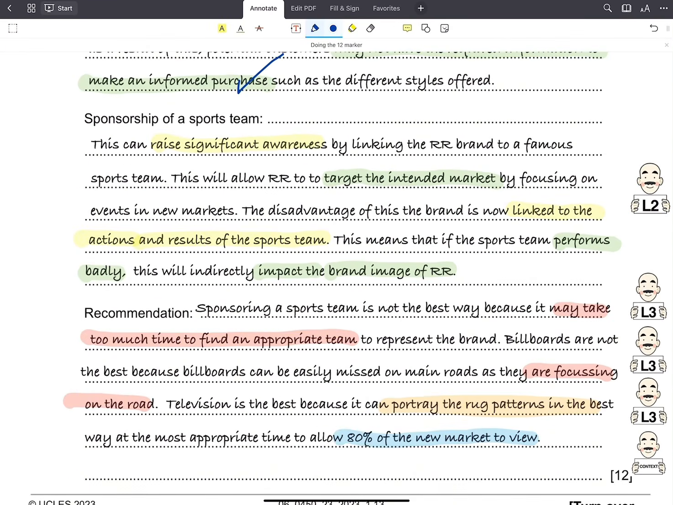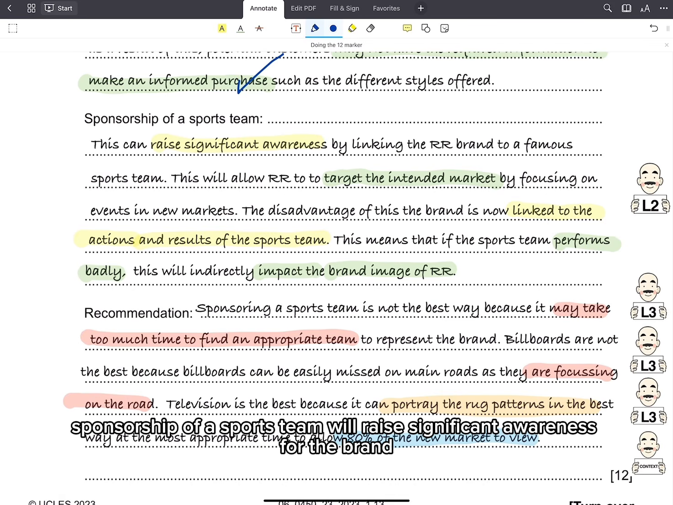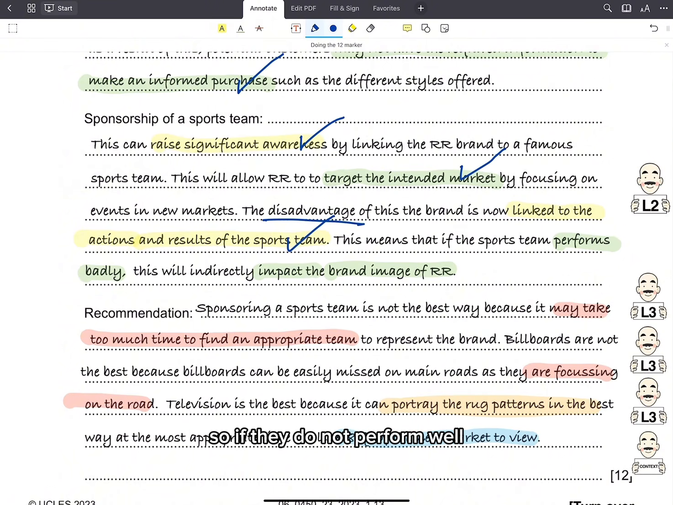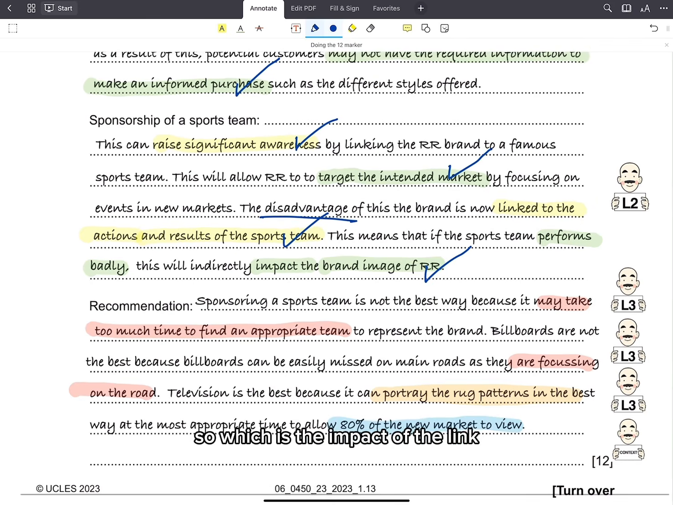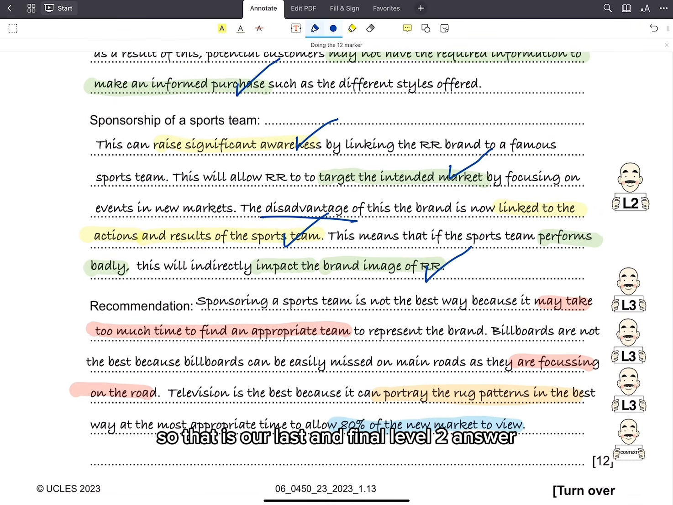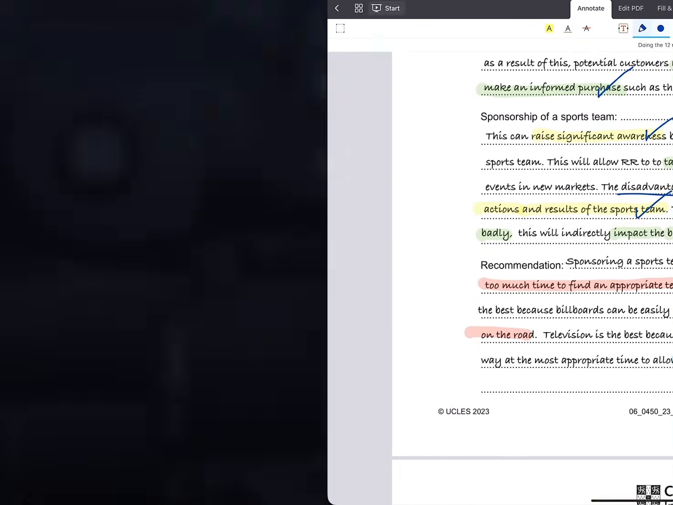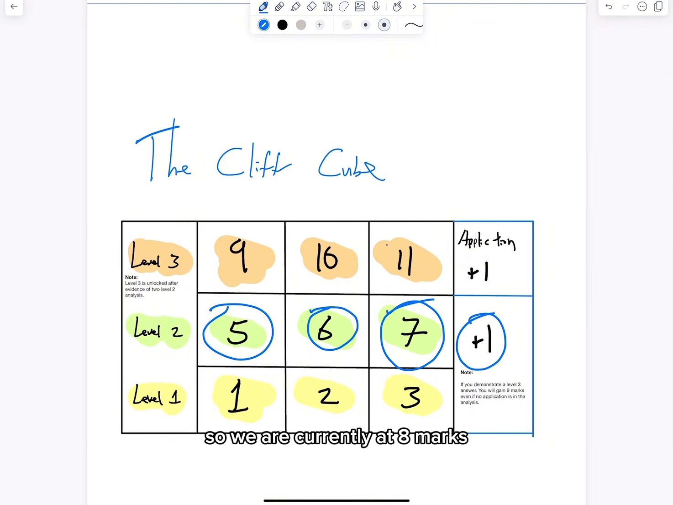Lastly, sponsorship of a sports team will raise significant awareness for the brand because they are able to target the intended market. However, the disadvantage is that the brand is now linked to the results of the sports team. So if they do not perform well, then this may impact the brand image of RR, which is the impact of the link. So that is our last and final level 2 answer. So we are currently at 8 marks.